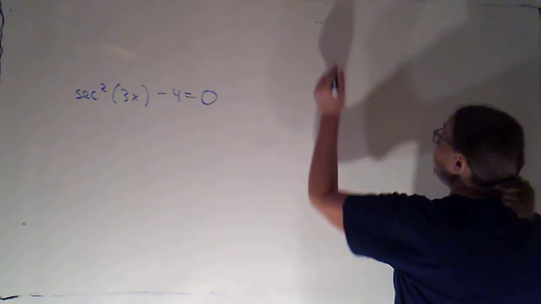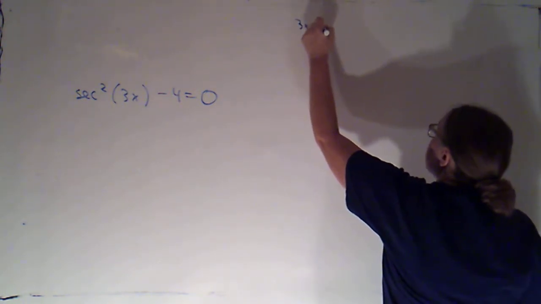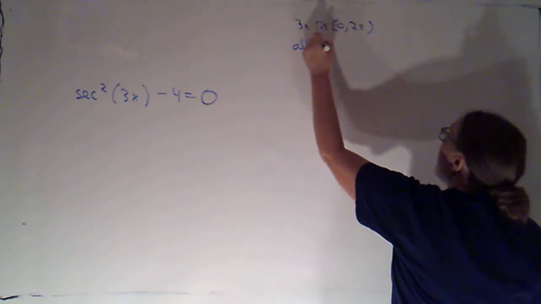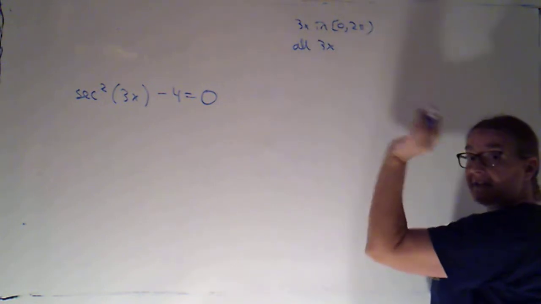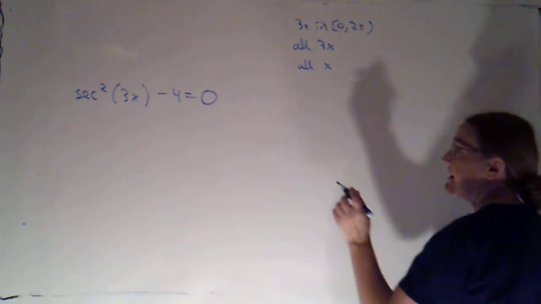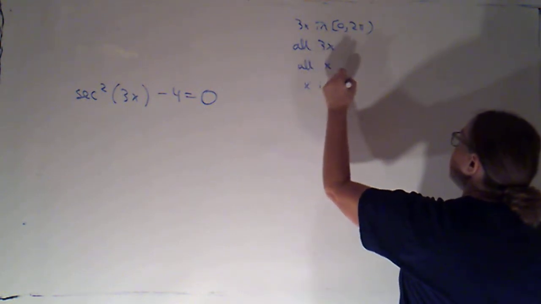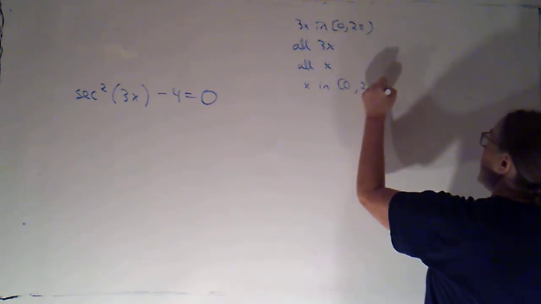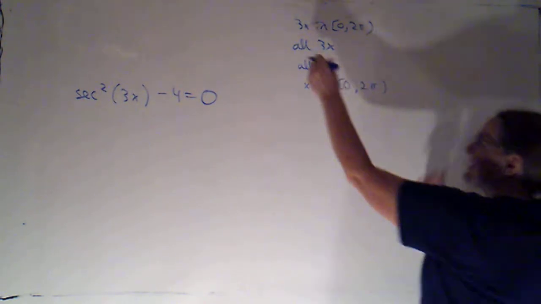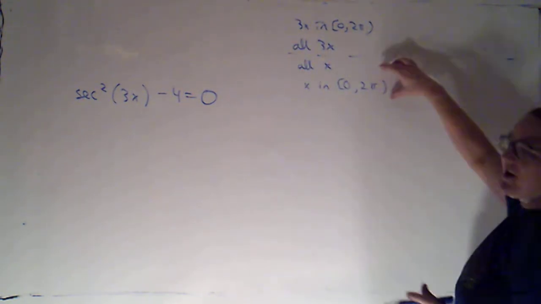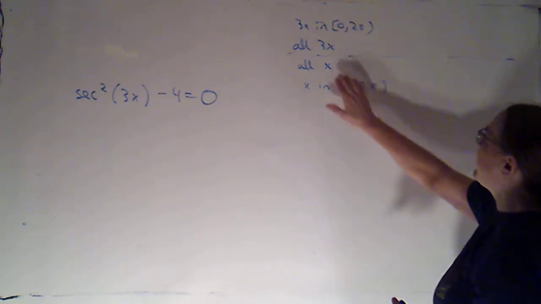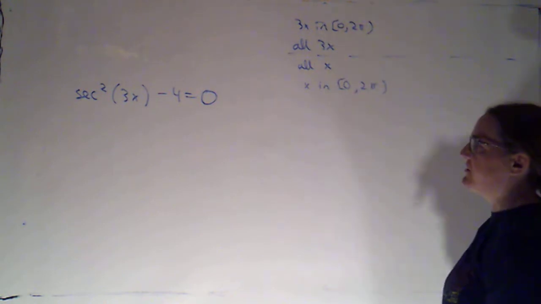So I'm going to solve this by finding 3x in the interval from 0 to 2 pi. Then I'll get all 3x. Once I have all of those, I can divide by 3 to get all values of x, and then I can get x in the interval from 0 to 2 pi. I probably should have said from the beginning, these two parts right here, that's what the question is asking for. Find all solutions in this interval and find all solutions to this equation.